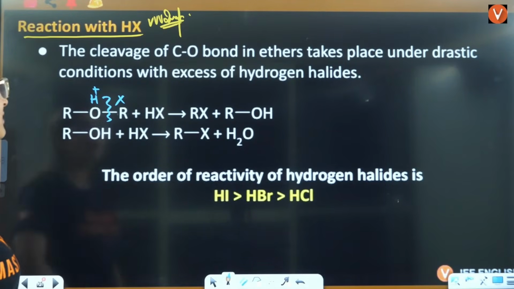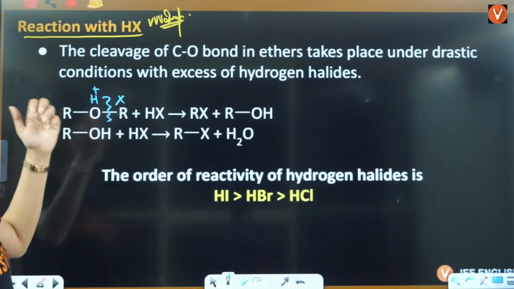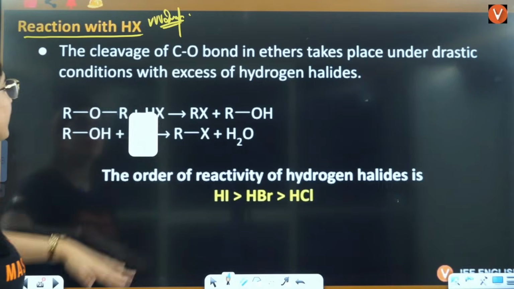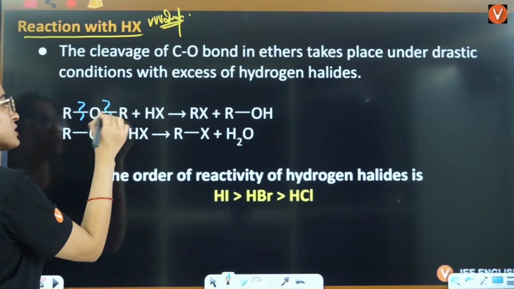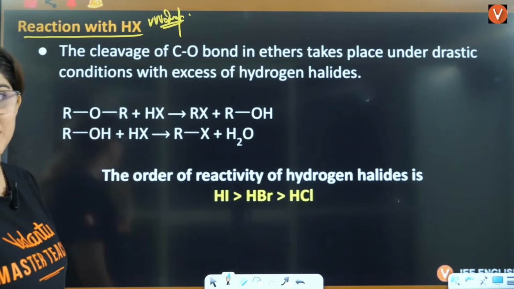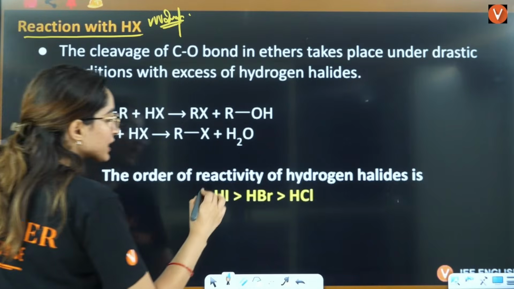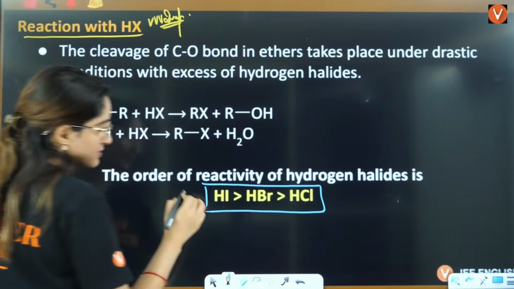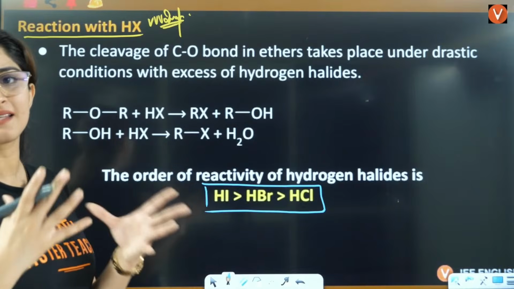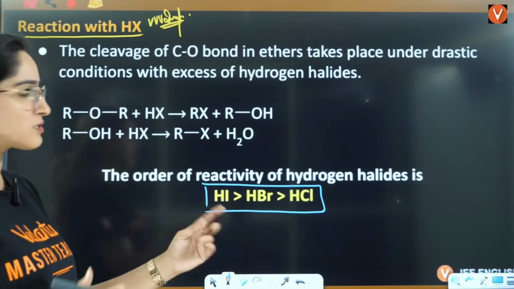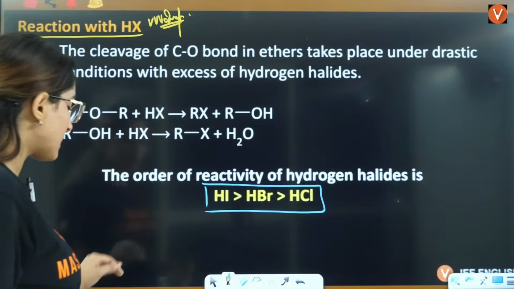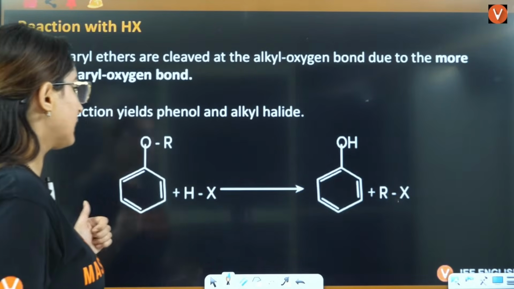But the question is, which bond will break? Will this bond break or this bond break? That is the main question of this particular reaction. The order of reactivity is HI, HBr, HCl. Because down the group size increases and bond length increases, it is easy to break this bond. So that's why it has high reactivity.